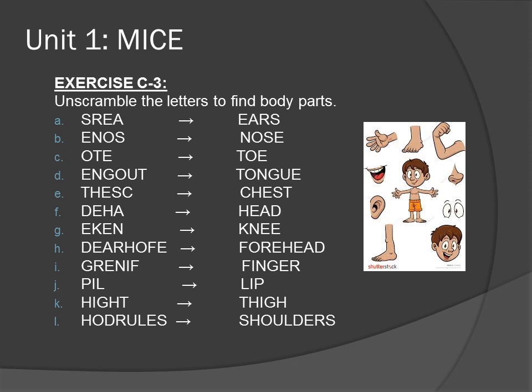S-R-E-A. If you rearrange the letters properly, it becomes ears. Then, second one, E-N-O-S. After rearranging, it becomes nose. Next, O-T-E. It becomes the body part toe. Part D, E-N-G-O-U-T. Tongue.